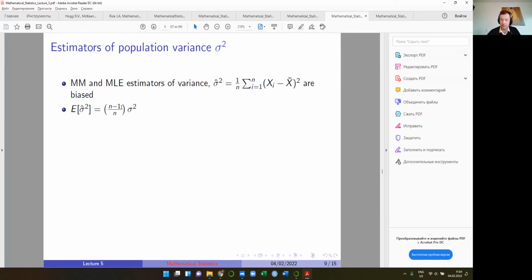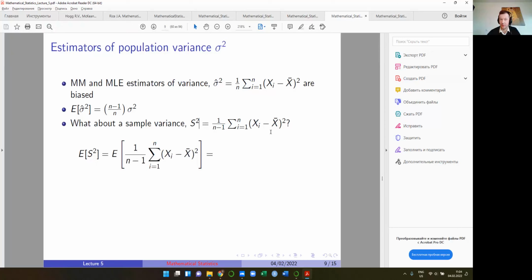Now, we know that the expectation of this is derived in the following way. What about the sample variance? The sample variance differs from the method of moments and maximum likelihood estimator by this denominator. Here we divide by n minus 1, and here we divide by n. So is this sample variance biased or not? Let's see. The expectation of this s squared is the expectation of this expression. Now I do one trick. I multiply and divide by n, like this.